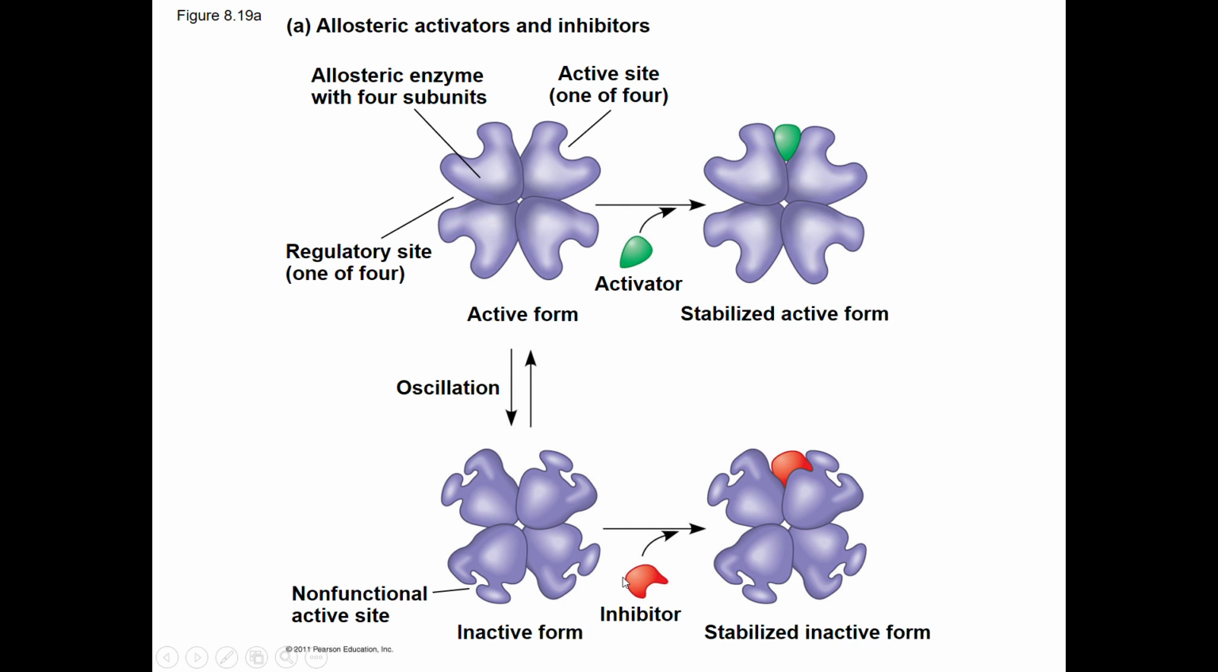On the other hand, you could have an inhibitor bind to that regulatory site, right? So this is allosteric regulation. You can activate the enzymes or you could inactivate them, depending on if you're using an activator or an inhibitor, right? And you can see it causes a shape change in all 4 of these enzyme subunits, and so your active site becomes inaccessible or inactive.